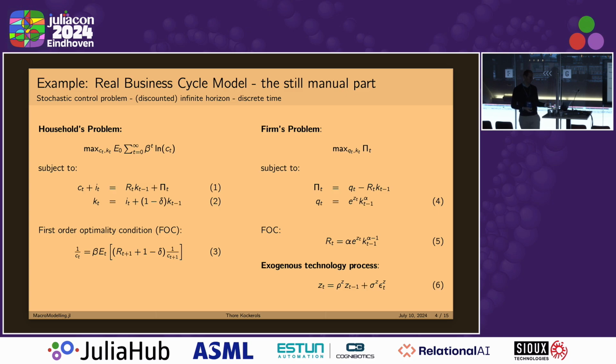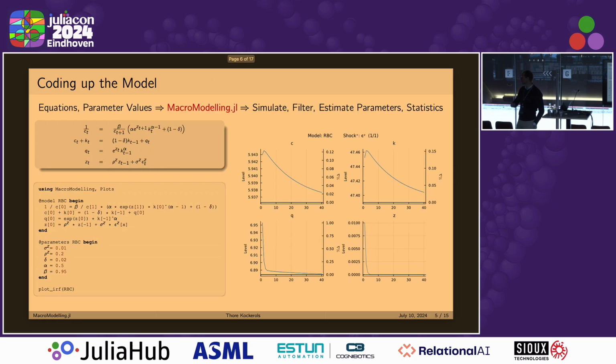We then work with first order optimality conditions. So after some derivatives and algebra, you get a set of equations. These 6 equations here, essentially, are what you use in describing the dynamics of the model. This is a typical setup we use in economics. But as I said, this can be thought of more generally as a stochastic control problem.